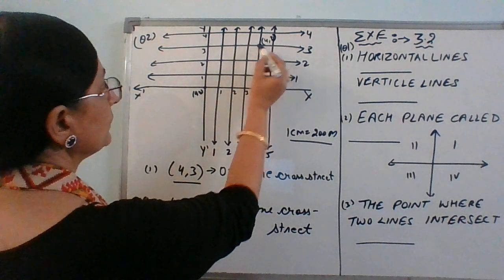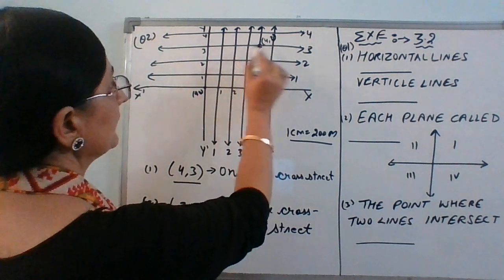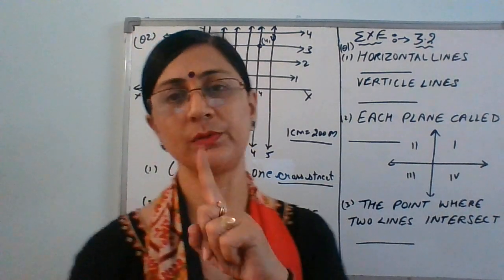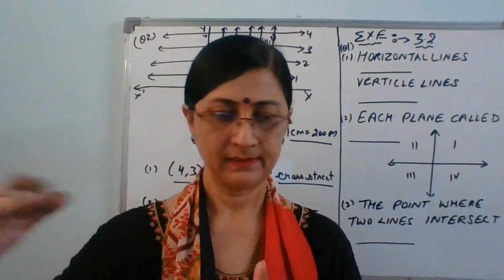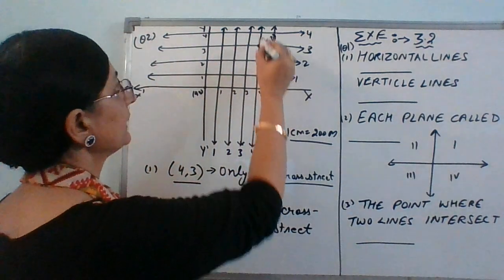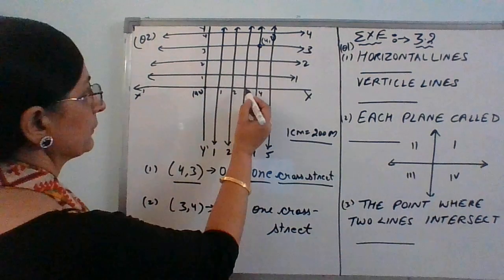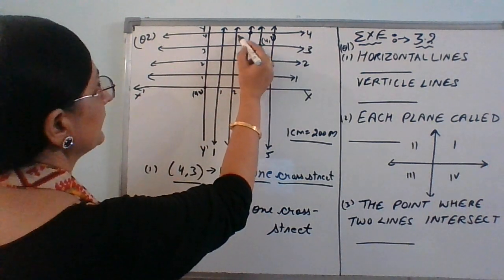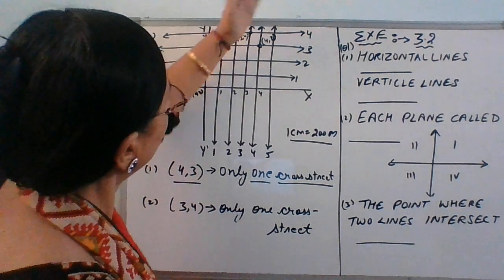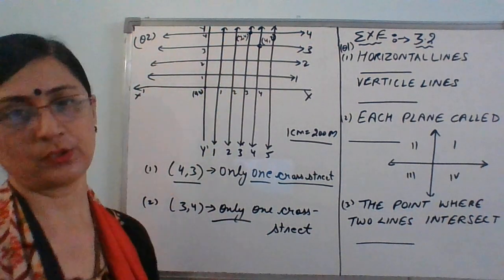So there is only one cross street road, this line and this line. These are the cross street road. One line crossing. So there is only one cross street, right? Only one. Similarly for 3, 4. From here 3, from here 4, this point, 3, 4. There is also only one line, this and this, right? There is only one cross street road for 3, 4.